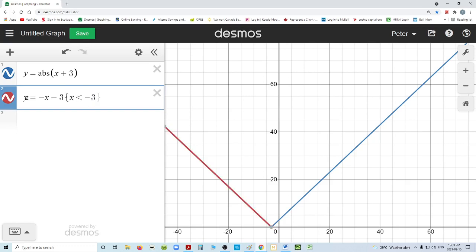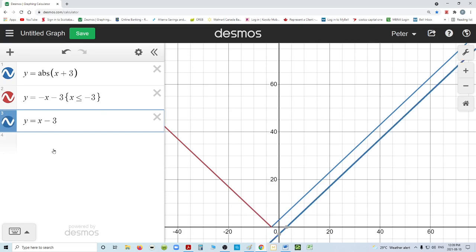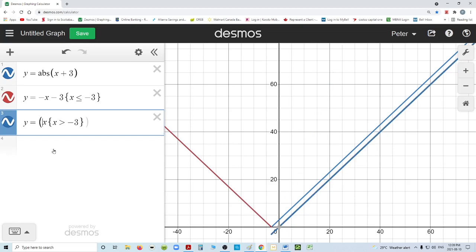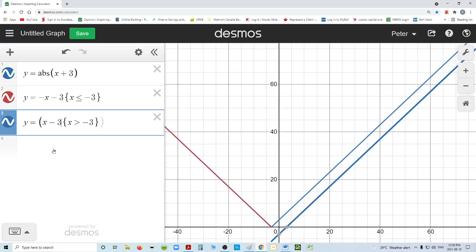There, I got the red side of it. Now I'm going to do another line where y is equal to x minus 3, but only for x values bigger than minus 3. And why didn't that work? Oh, because that lowered it by 3. My bad. To make it go to the left by 3, I would have to put it in brackets? No.